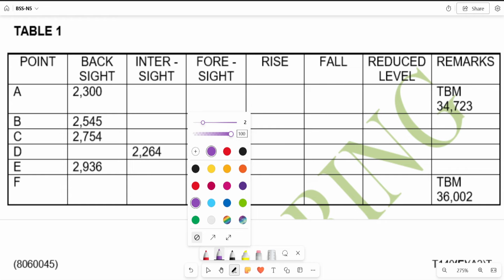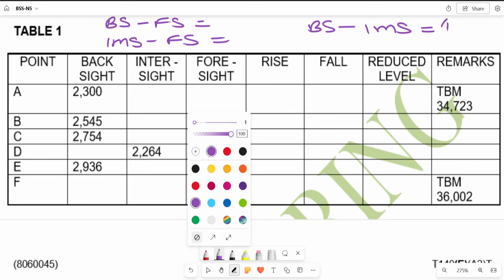Very easy. Oh yeah, sorry guys, I forgot to let you know. To calculate whether it's a rise or fall, we simply say backside minus foresight, right? To get if it's a rise or if it's a fall. Or you can say intermediate side minus the foresight to know if it's a rise or fall. Or you can also say backside minus intermediate side, right? This will give you the rise or the fall.